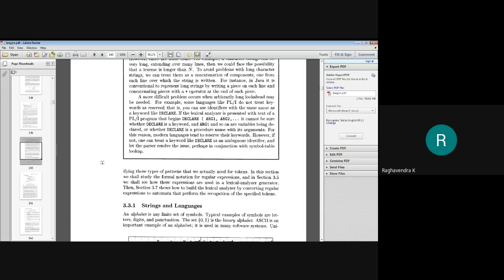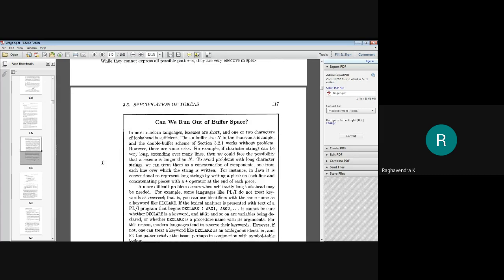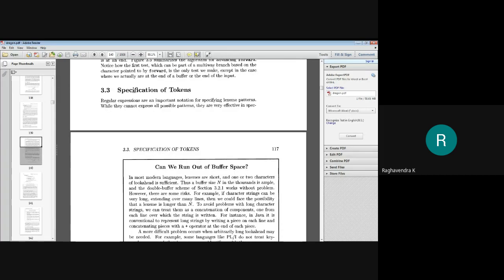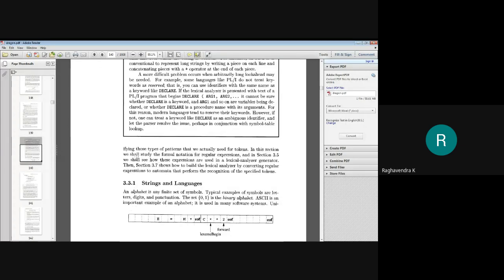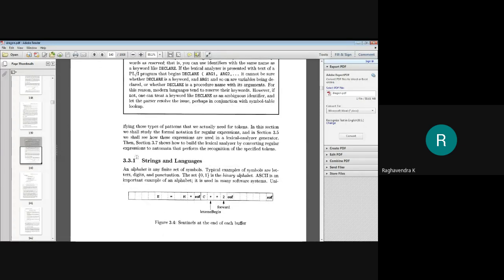Now for that to happen, we need to understand a few concepts related to regular expressions. I think you might be familiar with these things, so it is just a recap of what you have learned so far. Let us start by defining certain terminologies under strings and languages. What do you mean by a string and what do you mean by a language? For these terminologies to be discussed, we need a few more definitions which we will go through.